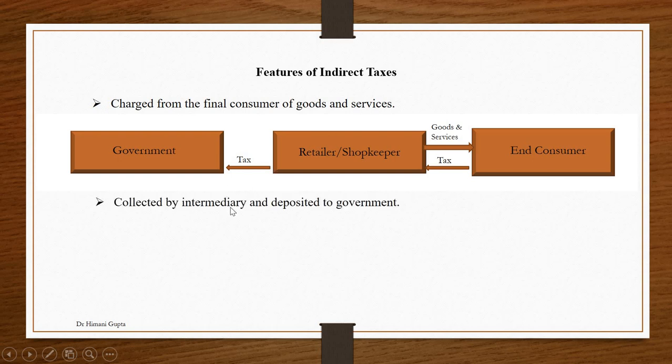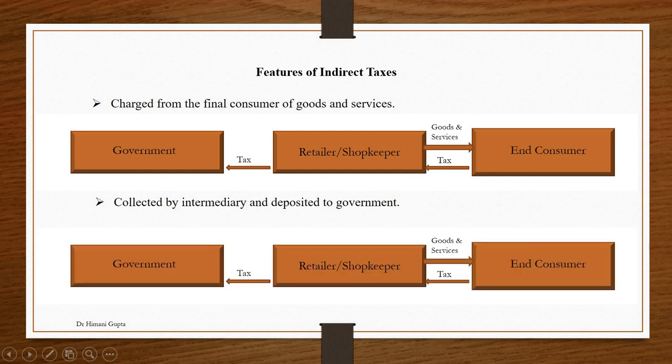Next is, it is collected by an intermediary and deposited to the government. As we have already discussed earlier, the shopkeeper is going to sell goods and services to the end consumer, and the end consumer is going to pay the amount for goods and services plus tax to the shopkeeper, and then the shopkeeper will be depositing the tax to the government. So over here, the retailer or shopkeeper will be considered as an intermediary who is depositing the tax to the government on behalf of the end consumer.